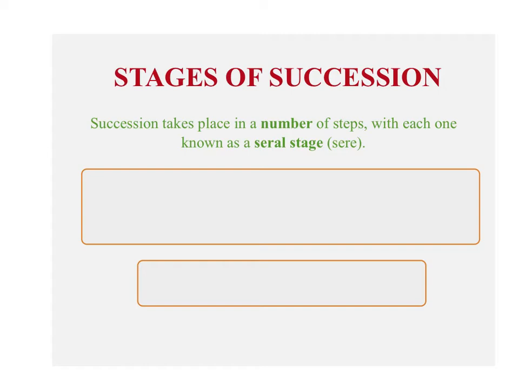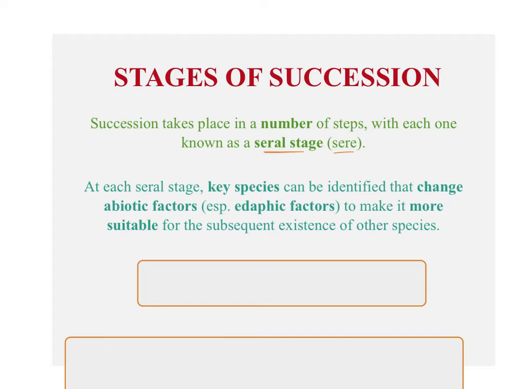And succession is made up of lots of different steps. Each one of those different steps is known as a seral stage or a sere. And at each stage, we're focusing on key species to identify that tell us that the abiotic factors have changed enough to increase the suitability of that area for survival.